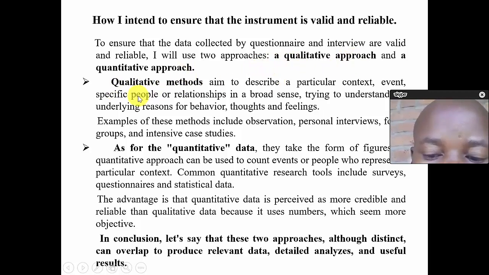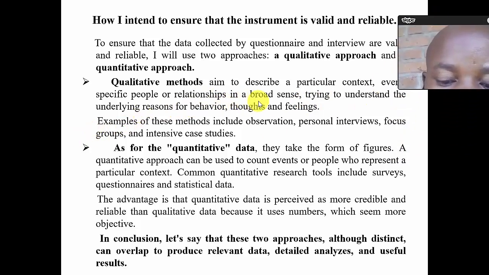Qualitative methods aim to describe a particular context, event, specific people or relationships in a broad sense, trying to understand the underlying reasons for behavior, thoughts, and feelings. Examples of these methods include observation, personal interview, focus group, and intensive case studies. As for the quantitative data, they take the form of figures. A quantitative approach can be used to count events or people who represent a particular context. Common quantitative research tools include survey, questionnaires, and statistical data.